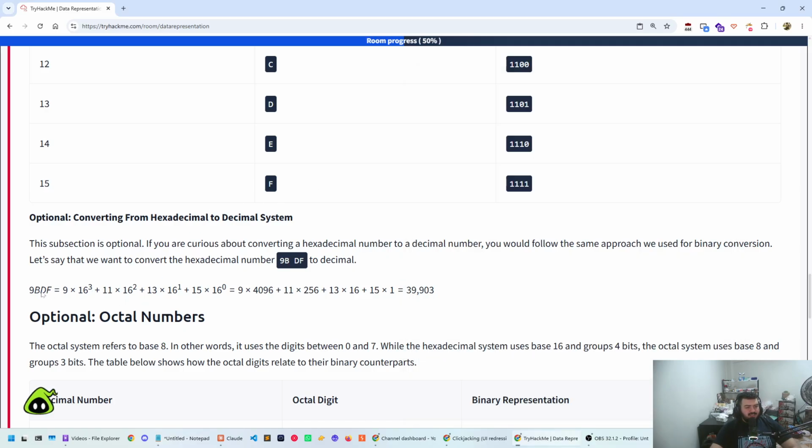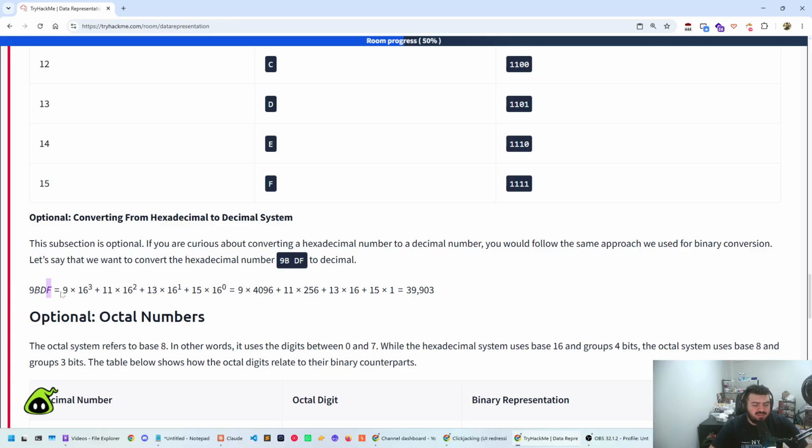Now, each number is positioned by its power. So this is to the power of 3, again, because we begin counting from 0. You have to remember, and you have to understand that computers count from 0, not from 1. 0 is very important in computers. So multiply by 16 to the power of 3.